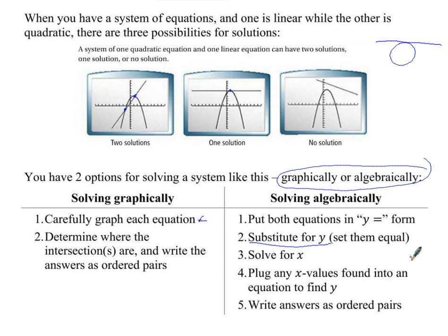Then solve for x using any method we've been doing, especially if you have a quadratic situation going on. You're probably going to have to use the quadratic formula or maybe complete the square. Factoring is fair game. Once you've done that, you'll have one or two answers for x. Plug those one or two answers for x into either original equation and solve for y, and you'll have answers. Not just one answer, but maybe two answers. And those answers will need to be written as ordered pairs.